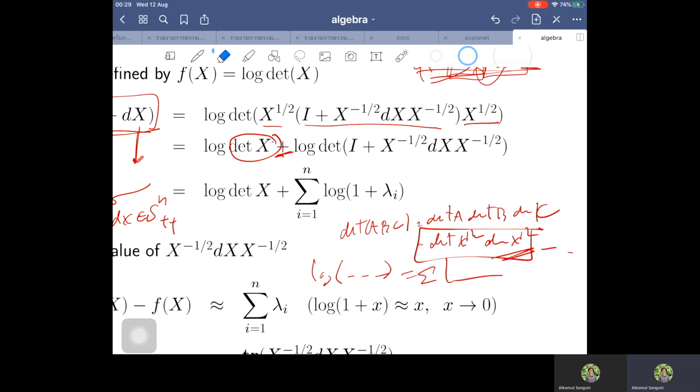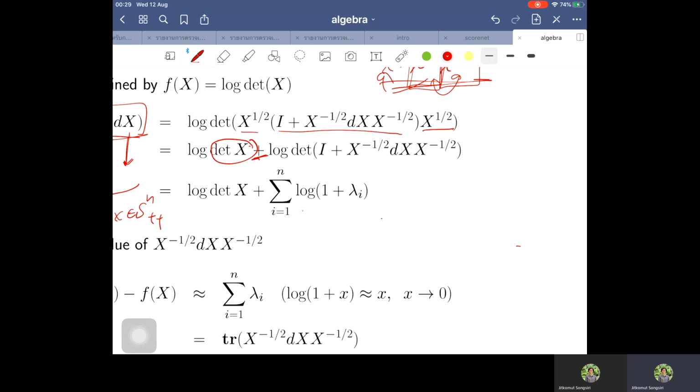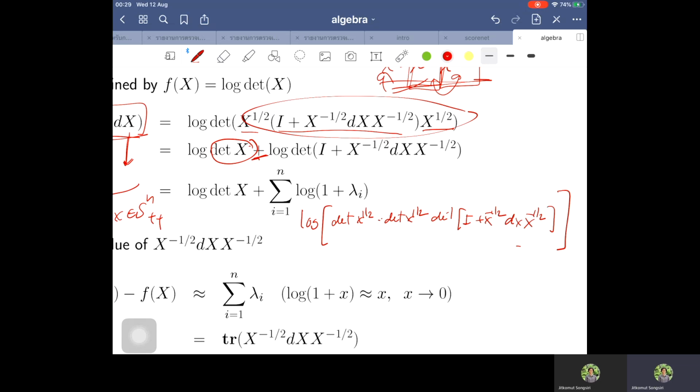I hope it's clear. Should I explain a little bit more? Of course. From this line, it's going to be log det x^(1/2), det x^(1/2), det of I plus x^(-1/2) dx x^(-1/2). Because this is actually det x, and when you take the log of the product, it is the sum of logs, and then you get the second line.